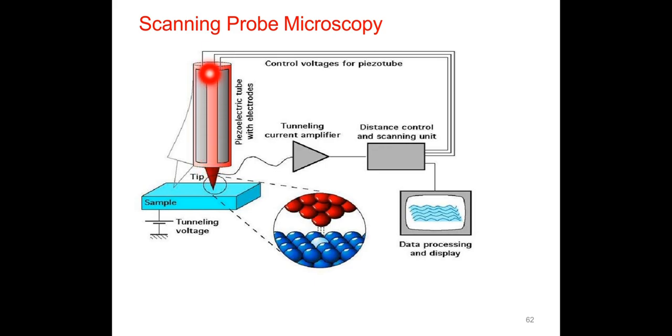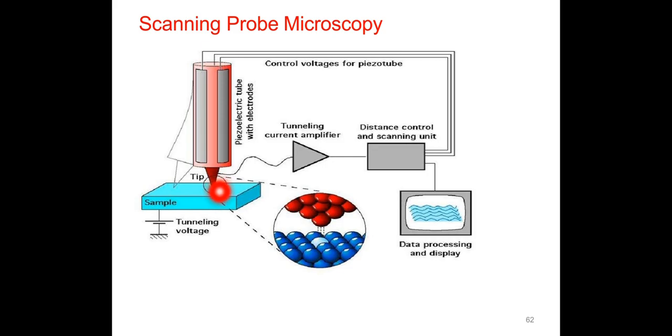This is piezoelectric tube with electrodes. Now see, this is having connection with this distance control and scanning unit. This is the scanning unit. Then this is tunneling current amplifier. I told you this operates with the help of electric current, so an amplifier is used here. And this is the tunneling voltage applied to the sample. This is the specimen. So we can touch this probe here.